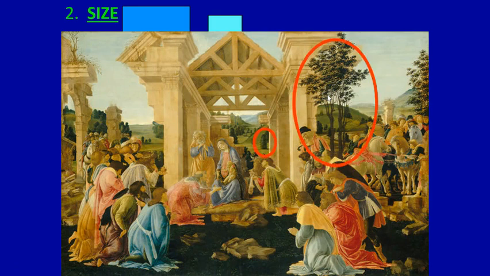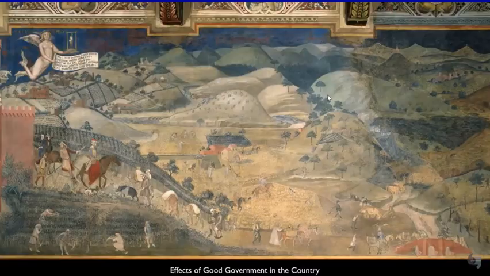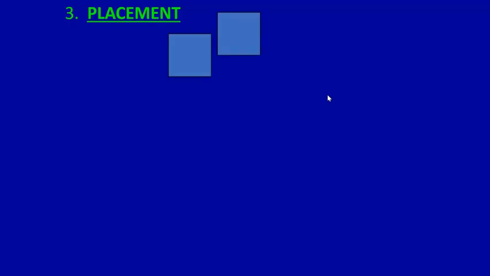So here we can see a tree in the distance is smaller than a tree that is close to us, because as things get closer to us, they look like they get bigger. And you can see the people get bigger as they get closer to us. The hills get bigger as they get closer to us. So that helps the artist project the idea of space. Things go back into space.